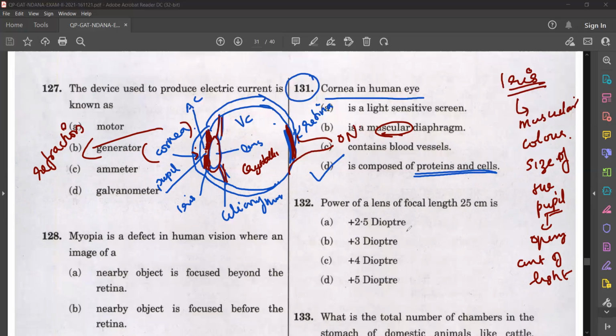Next, the retina. What is the retina? The retina is the screen of the eye. It is where the image is formed. Here the image is formed. It is the light sensitive part. It is the light sensitive screen, that is our retina, isn't it? It has light sensitive cells. So this is about the retina.